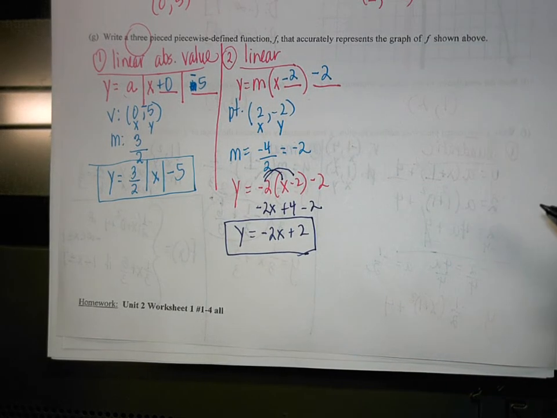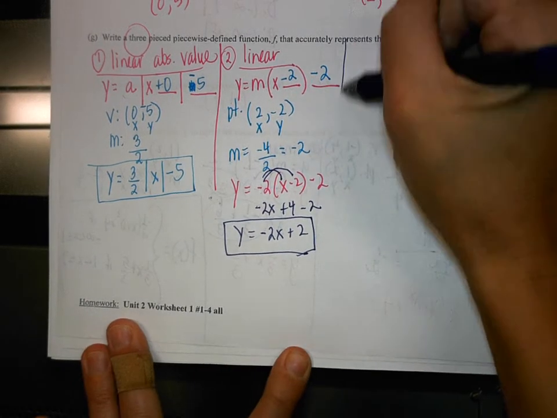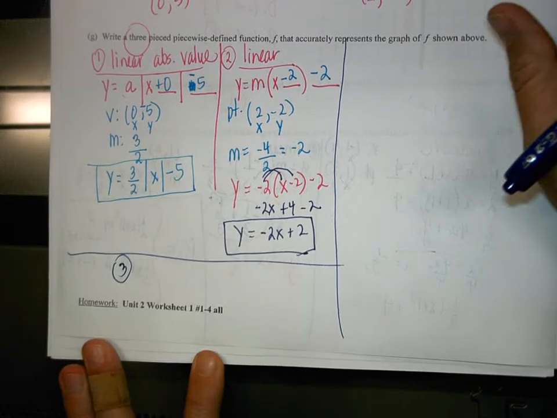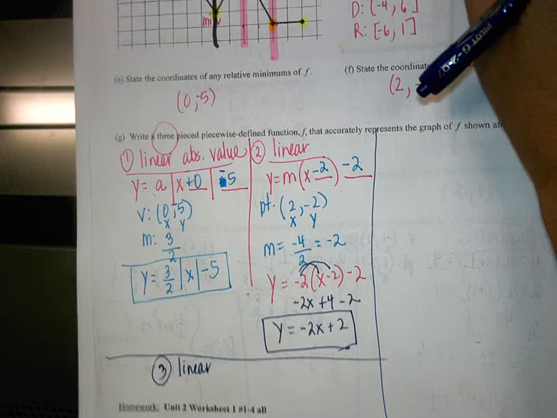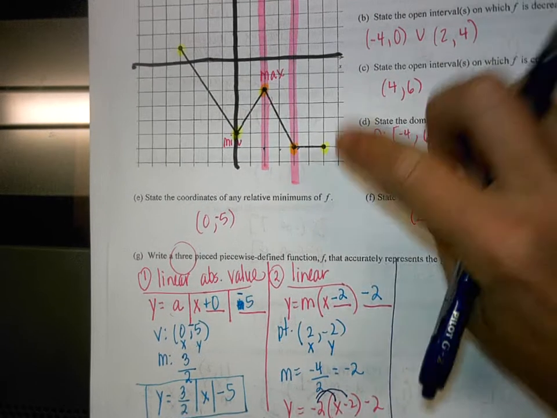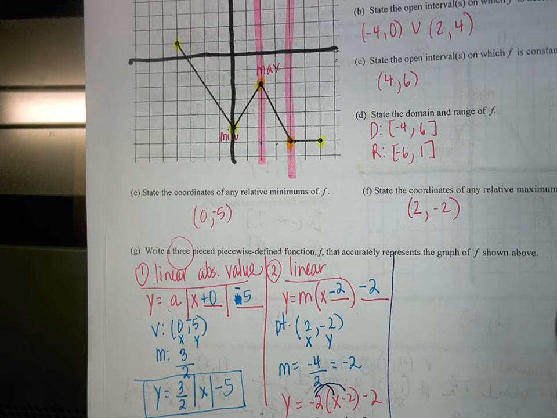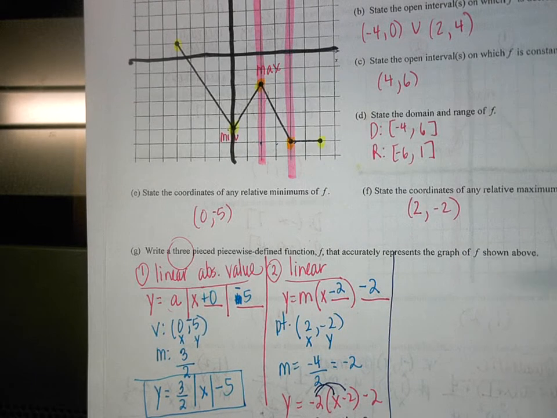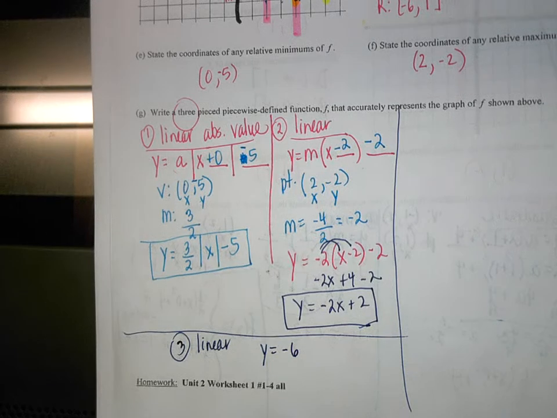Are we good? Okay, our third one. And because I want to leave space over here, I'm going to do my third one down here. And so my third function is also linear. And if we go back and look at our graph, it's a straight line like this. How do I write a straight line like that? It's just going to be y equals a value. And what is the y value right there? Very good. Y equals -6, and that one's done. Okay?